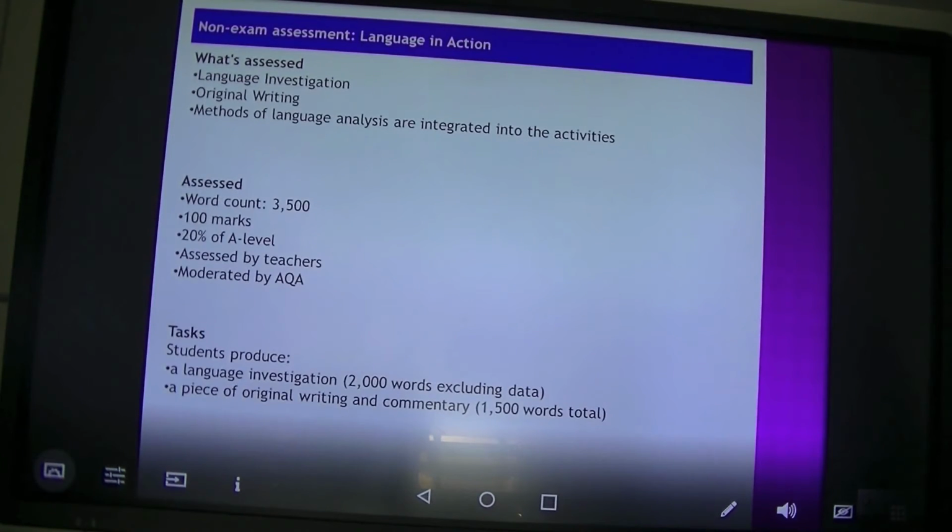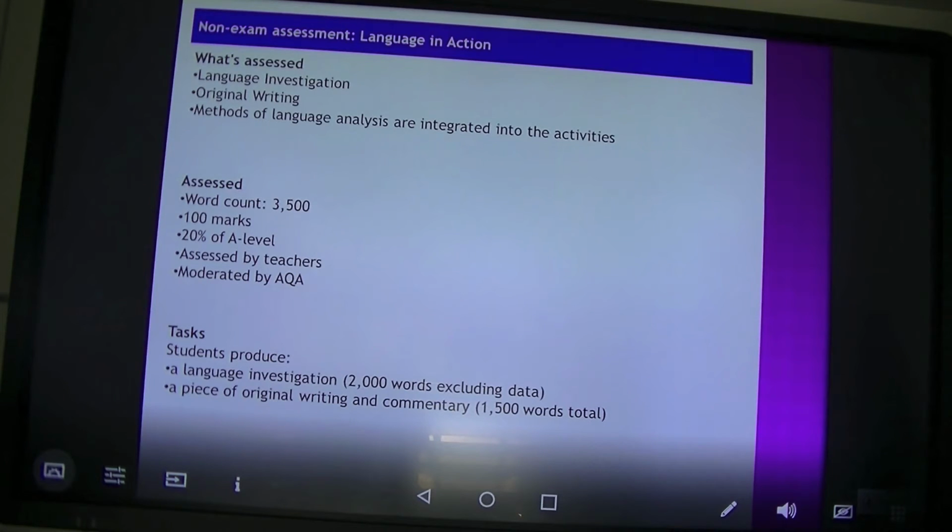And finally, you have the non-exam assessment unit, called Language in Action. This is 20% of your A-Level, and it is made up of 2 pieces of coursework. The first is an independent research project, where you choose your own topic of interest. In the past, we've had research projects on political discourse, analysis of pop music, as well as analysis of sports commentaries. The whole study is underpinned by language, focusing on semantics, lexis, grammar, phonology and syntax.